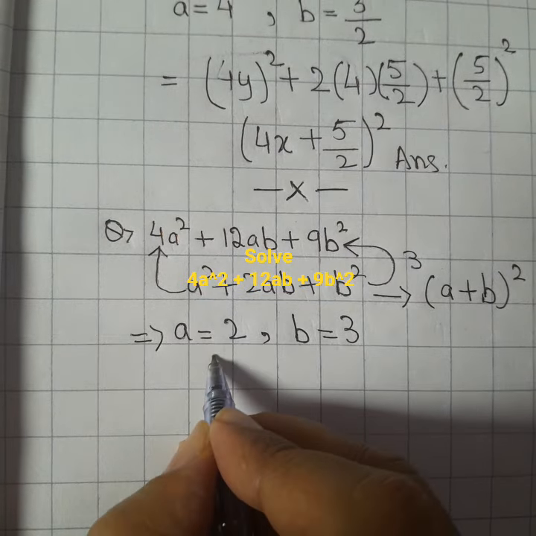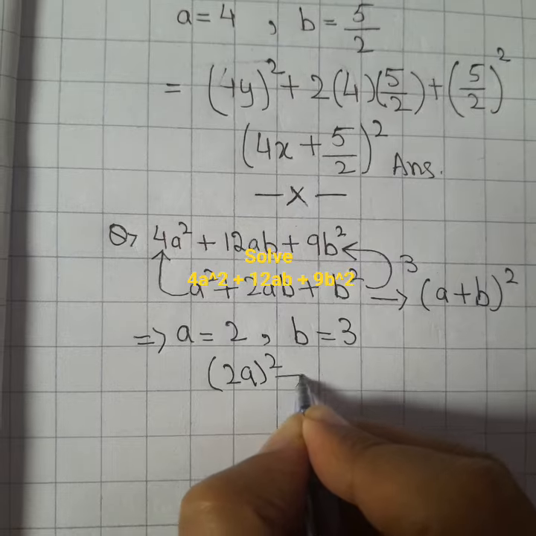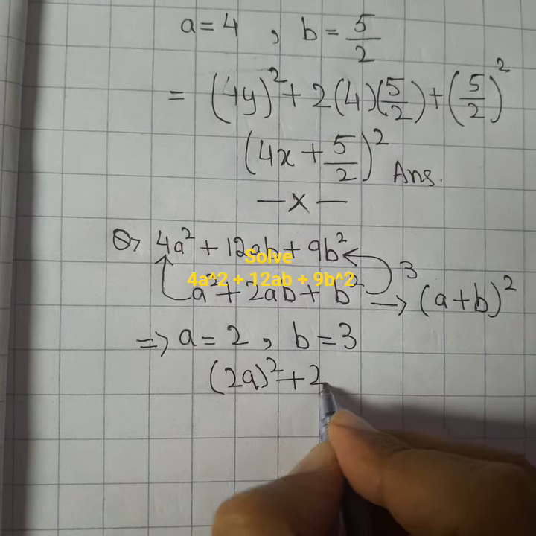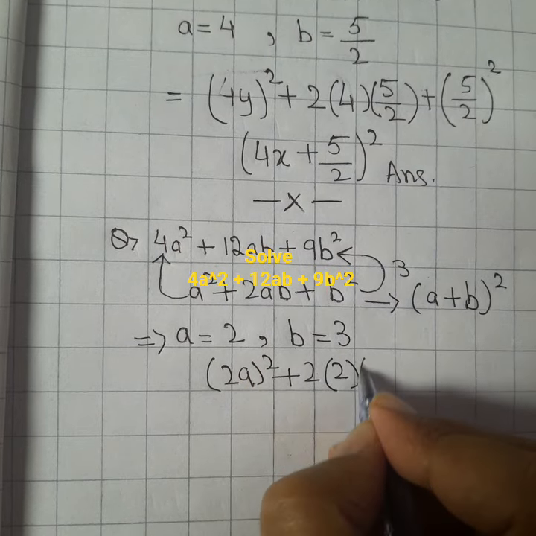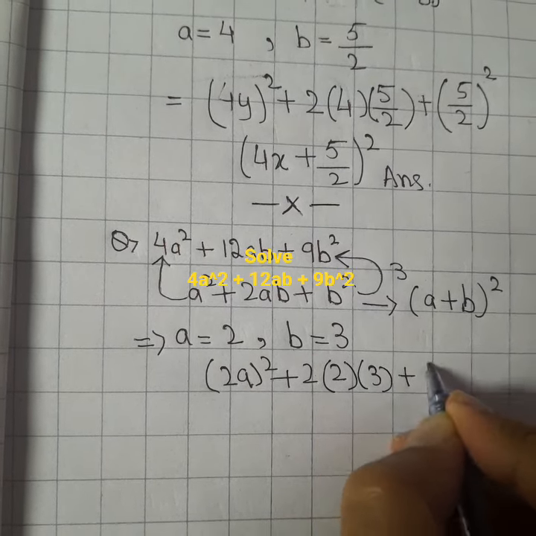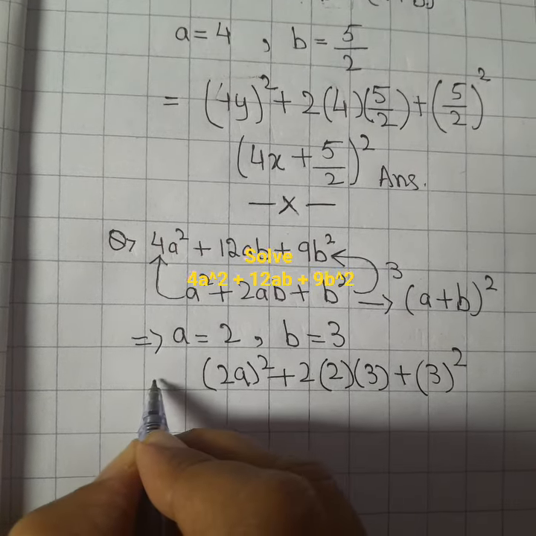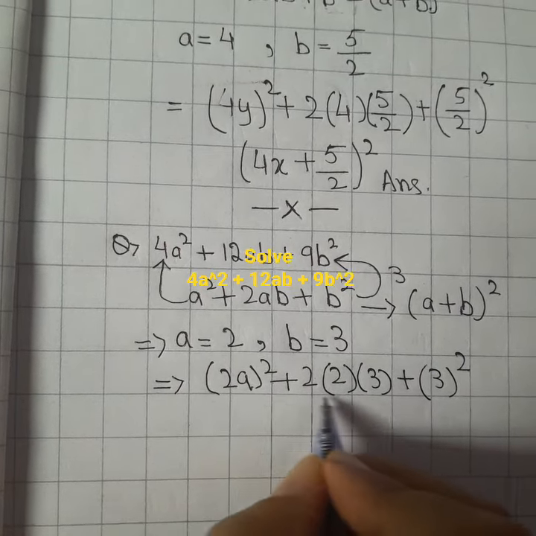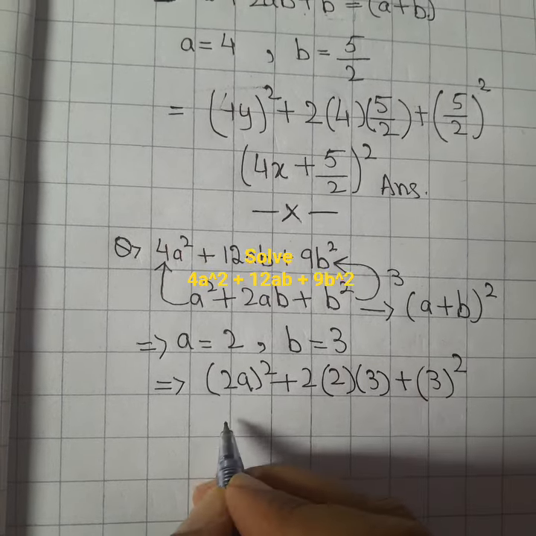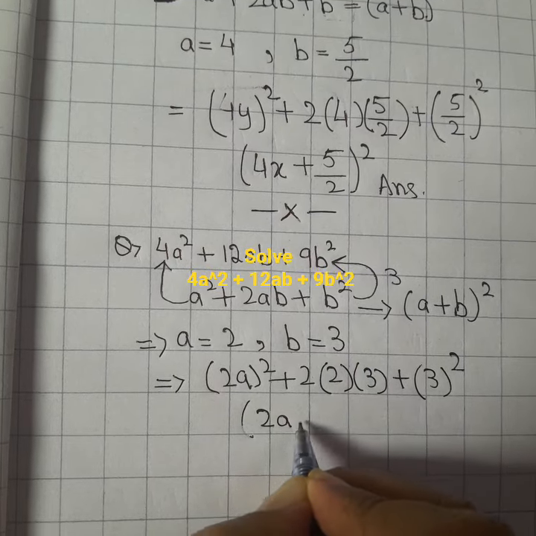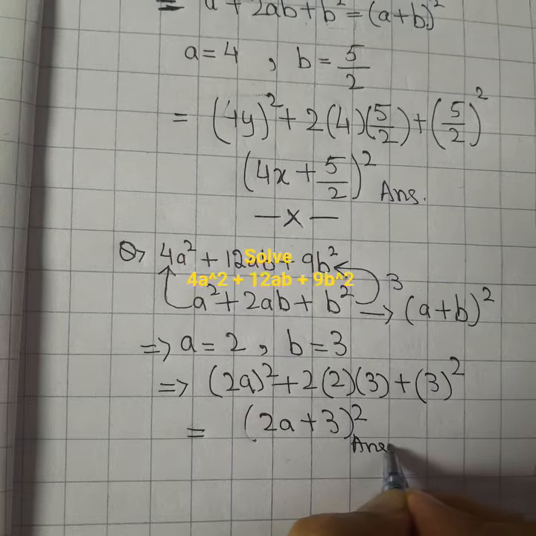So a square will be 2 square plus 2 multiplied with a is equal to 2, multiplied with b is equal to 3, and we have b square, so b is equal to 3 and 3 square. Now we can easily convert this expression into a plus b whole square. So we will have 2a plus 3 whole square. This is our answer to this question.